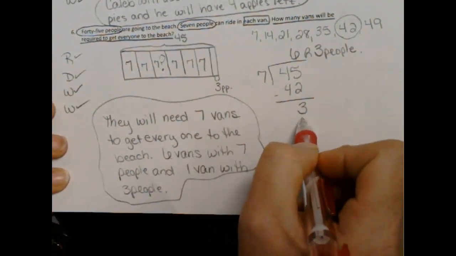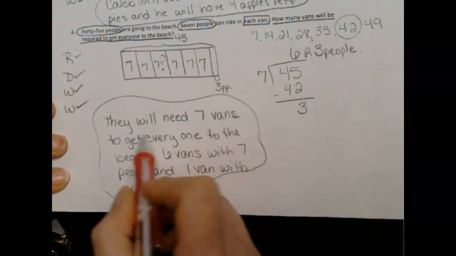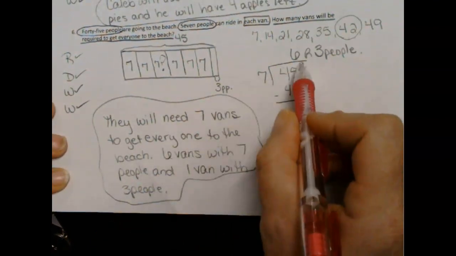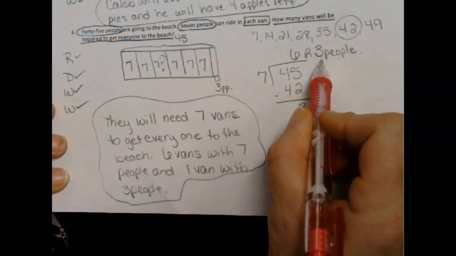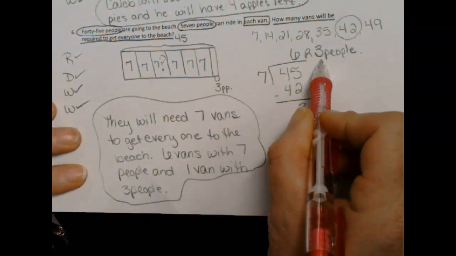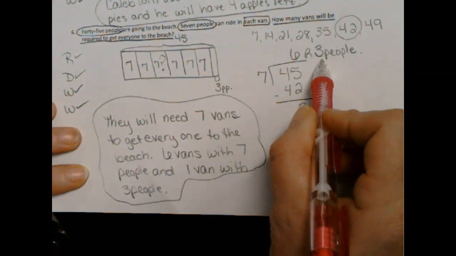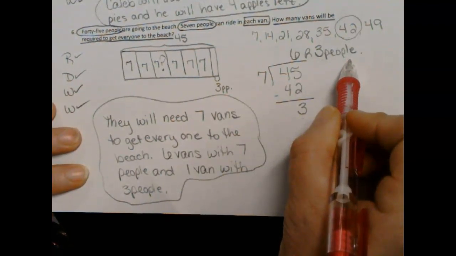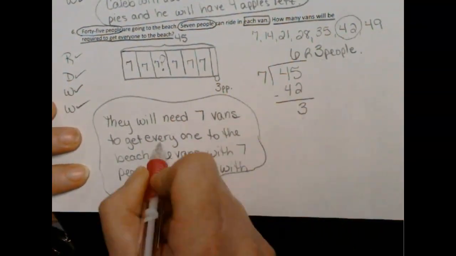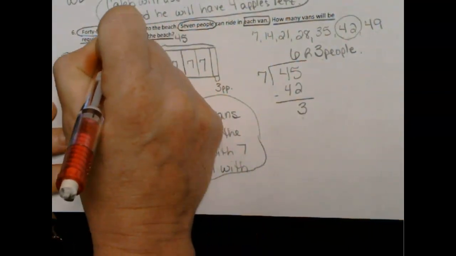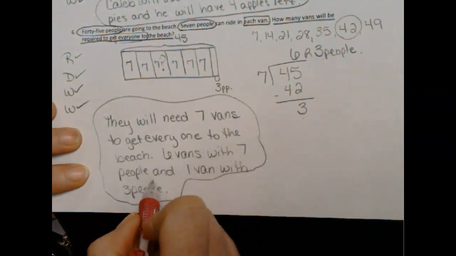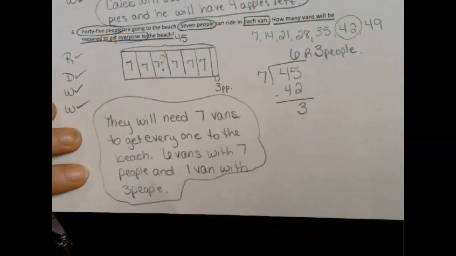Now, let's think about this. I said that they'll need 7 vans to get everyone to the beach, but my answer was 6 with a remainder of 3. Why do you think they're going to need 7 vans? Well, hopefully you realize that they're not just going to leave those poor 3 people behind and take everyone else to the beach. So they're going to need 7 vans to get everyone, because it says to get everyone to the beach. So they'll have 6 vans with 7 people and 1 van with 3 people.